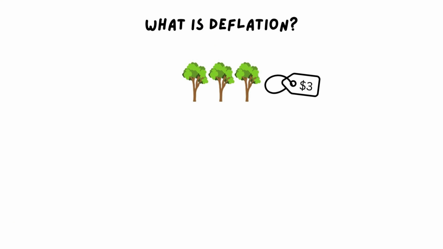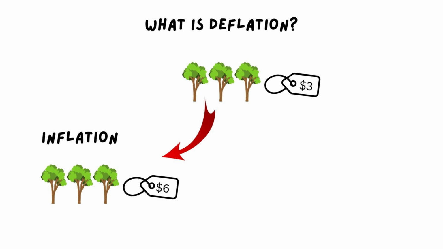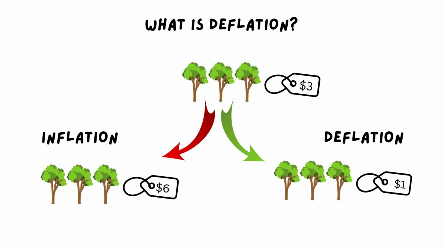Here's an easy example of what deflation looks like. Let's say we're looking at the price of trees. In this case, 3 trees cost $3. If we had an inflationary scenario, these trees would now cost $6. The price went up because of inflation. On the flip side, in a deflation scenario, our trees now cost $1 because the purchasing power of our dollar rose. Basically, the prices of these trees went down. With deflation, prices tend to drop.